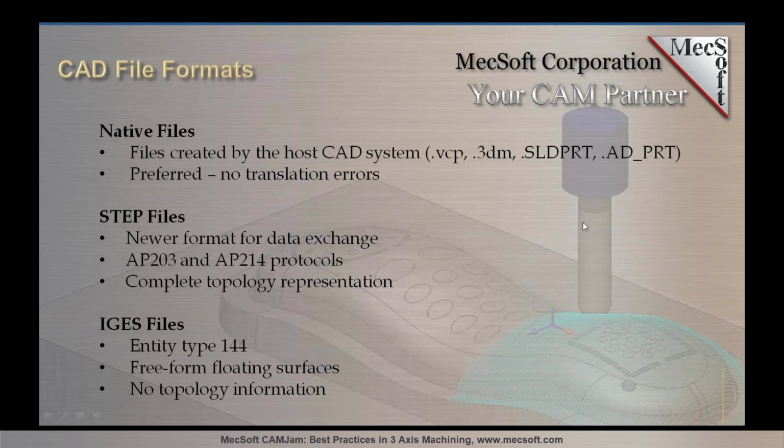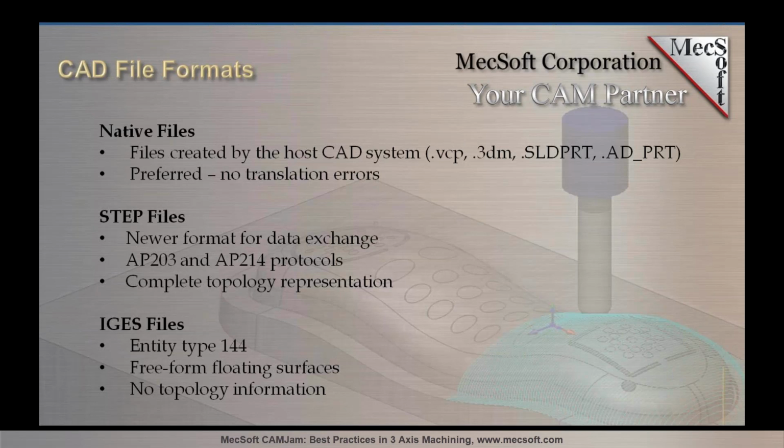So if, for example, you were using our plugin for SolidWorks, then you would want to work on a SolidWorks solid model. And if you're using Rhino, it's going to be the Rhino NURBS surfaces that you'd be working with. So files created by the host CAD system, if they're available to you and if you're able to machine using those formats, would be the preferred way to go.